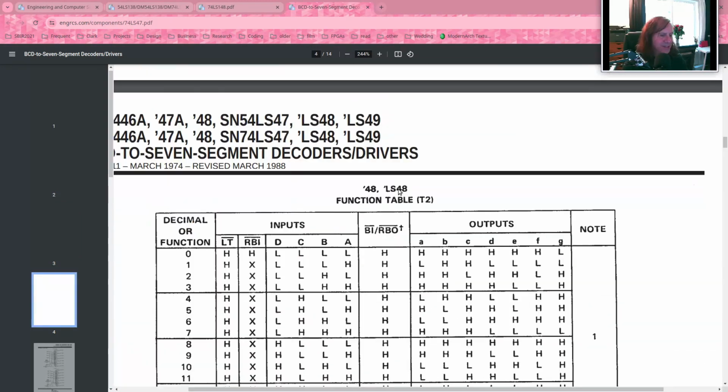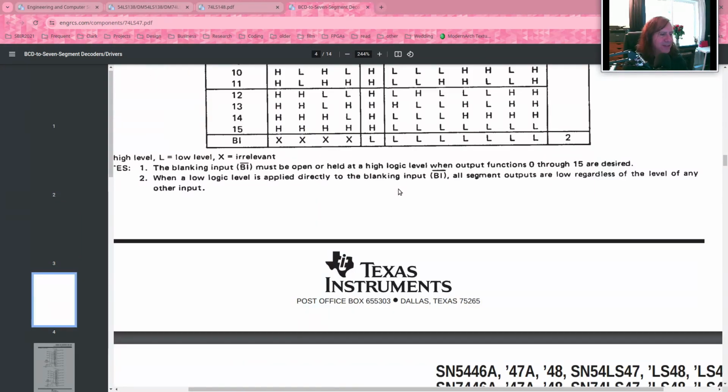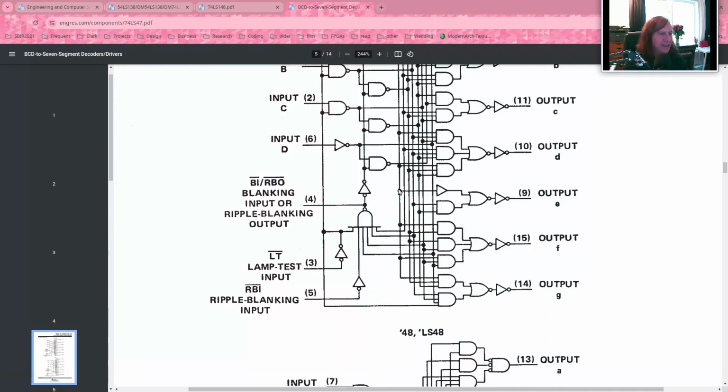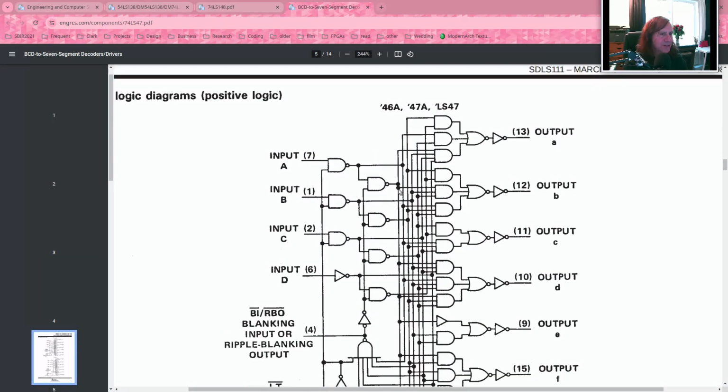And, you know, somebody designed this. They made the truth table. They did the sum of products, and they came up with the circuitry. And this is what the circuit looks like. This is the circuit that generates the correct values for output A. And this is for output B, and so on and so forth.